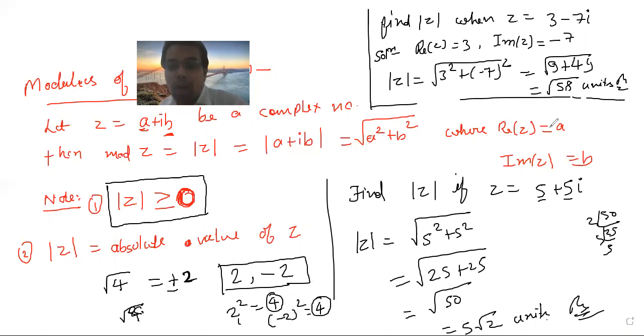Here you can see in this question that root 50 is there. That means the value will be not only 5 root 2 but plus minus 5 root 2. And here also it is not only root 58, it will be plus minus root 58. But the question is, why do we write only root 58 and only 5 root 2?